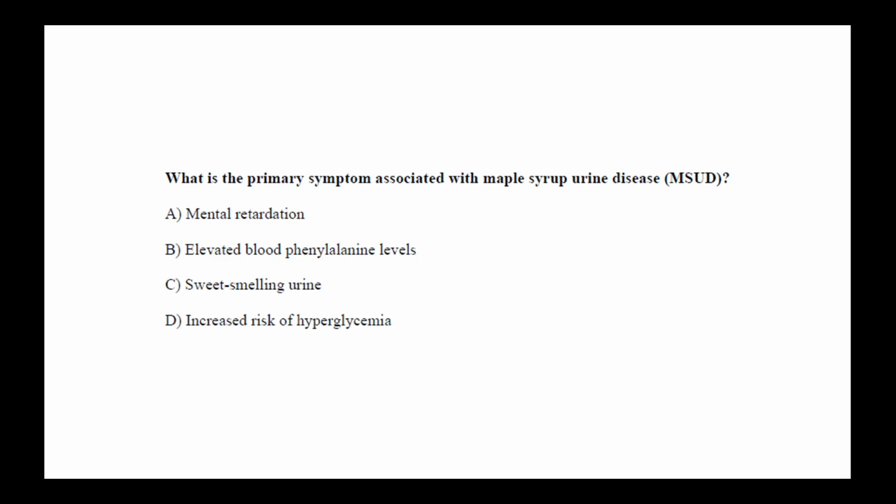And the next question is, what is the primary symptom associated with maple syrup urine disease? Option A, mental retardation. Option B, elevated blood phenylalanine levels. Option C, sweet smelling urine. And option D, increased risk of hyperglycemia.